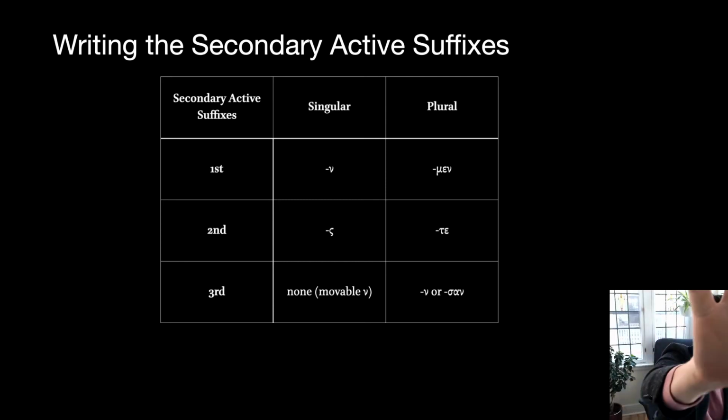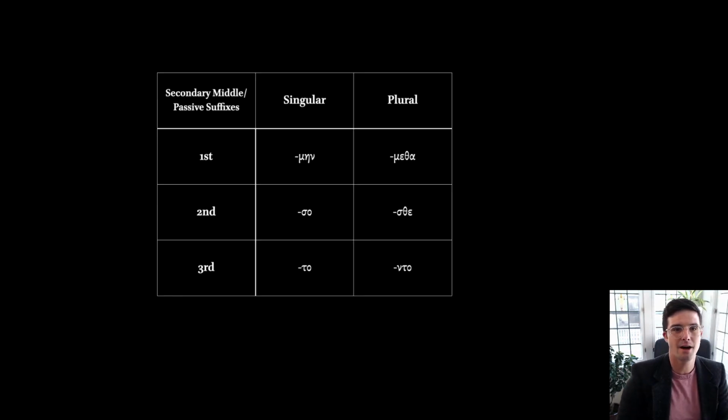1, 2, 3, boom. And our last suffixes, the secondary middle passive suffixes. So let's go ahead and say these together 3 different times. Main, sa, ta, metha, stay, nta. And again, main, sa, ta, metha, stay, nta. And last time. Main, sa, ta, metha, stay, nta.